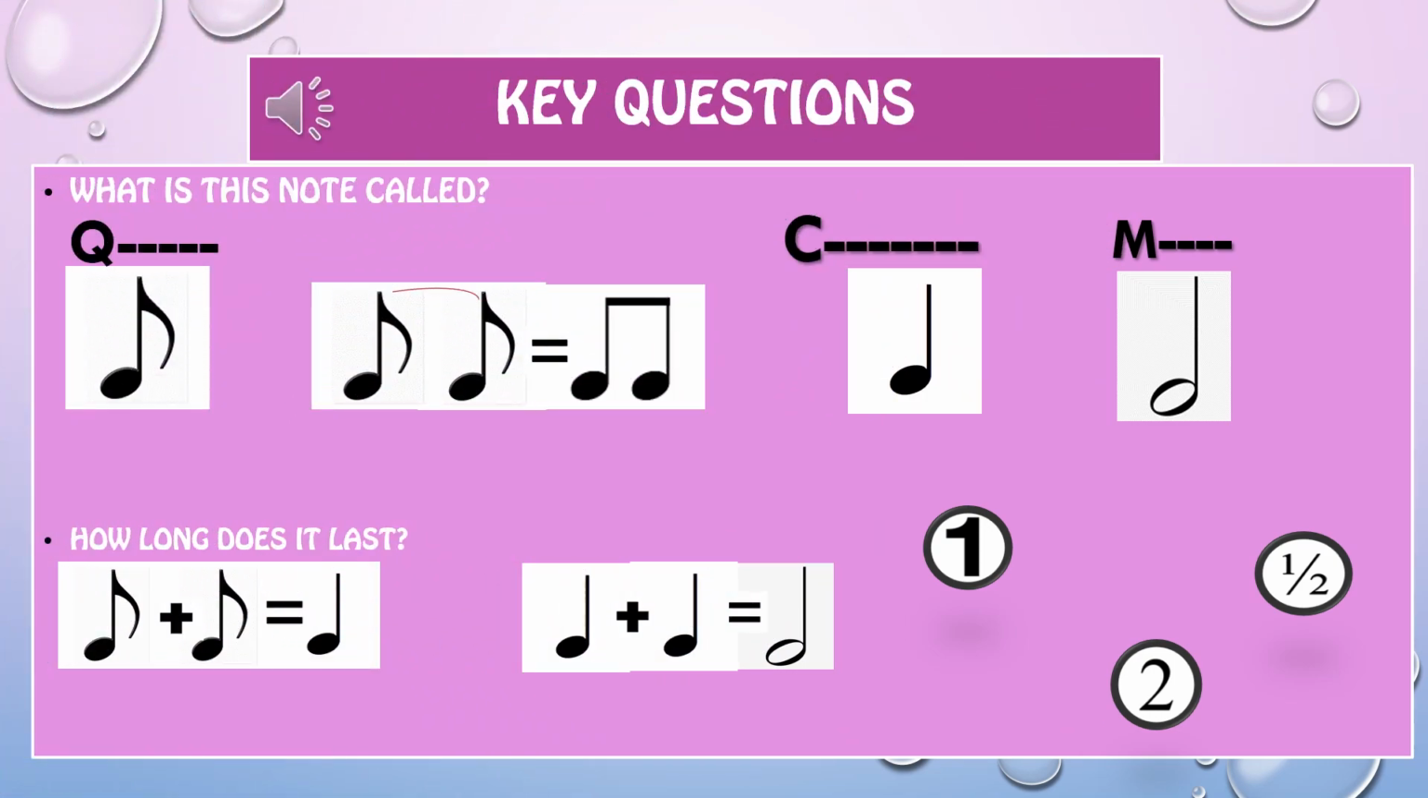Piece of paper, a pencil, and answer please these key questions. Write down the name of the note and how long it lasts. At the end, when you complete this task, please take a picture of your worksheet and send it to me via Google Classroom. Thank you.